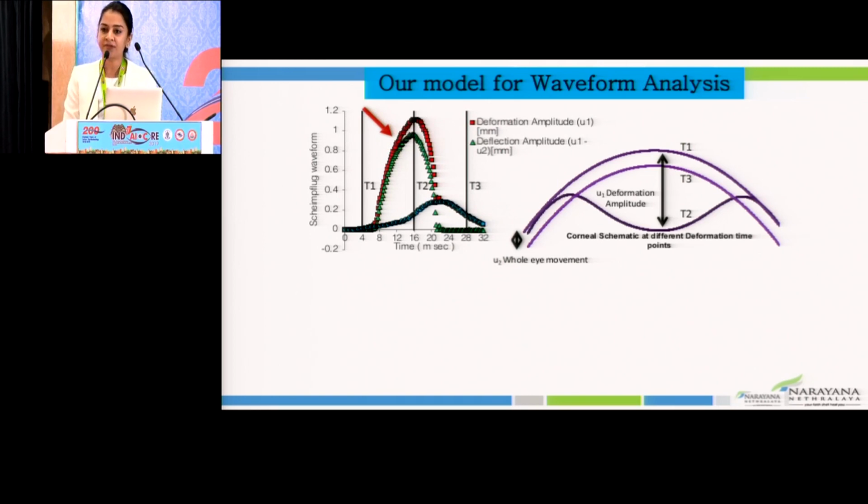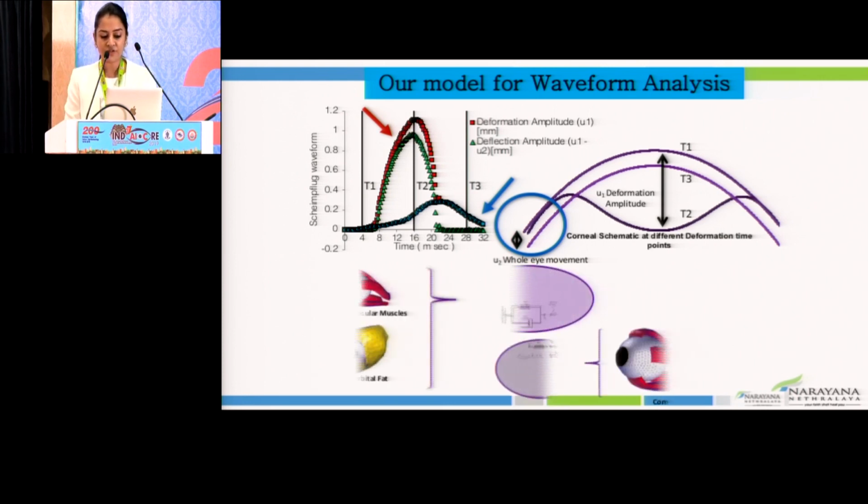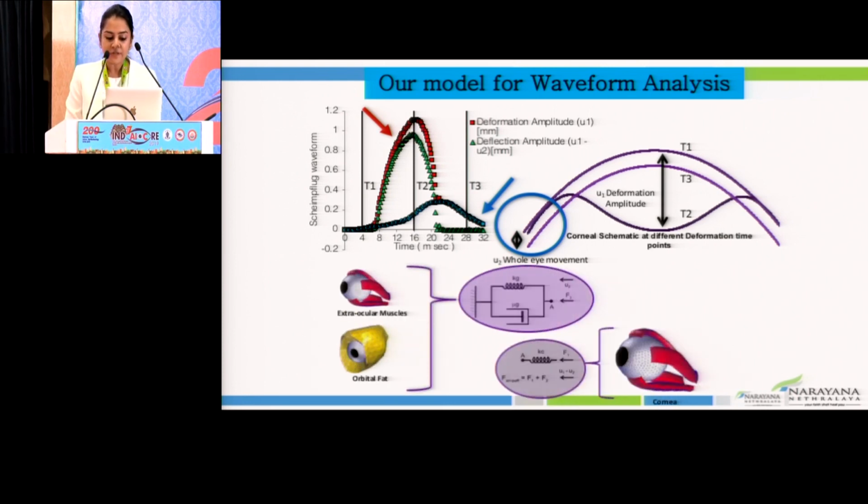So using this difference of T1 and T2, we can calculate the deformation amplitude, which is shown in the red squares in the figure. But not to forget, the periphery of the cornea, not getting applanated directly by the air puff, also moves back and forth, which is shown in these blue circles. So the difference between deformation amplitude and the whole eye movement, we can use this to calculate the deflection amplitude, what we call, which is purely of the cornea.